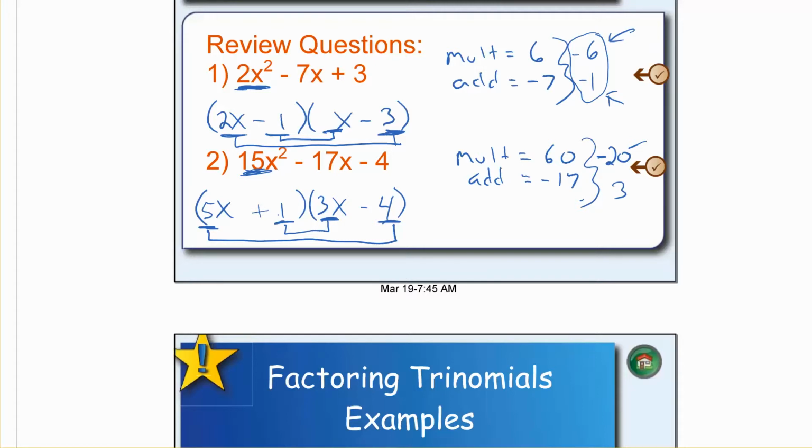And then if you check this out, you can see that negative 20 with the 5 and the 4 gives me negative 20. And then minus the 1 and the 3, which is just 3, that gets me to that negative 17. So that does add to negative 17.